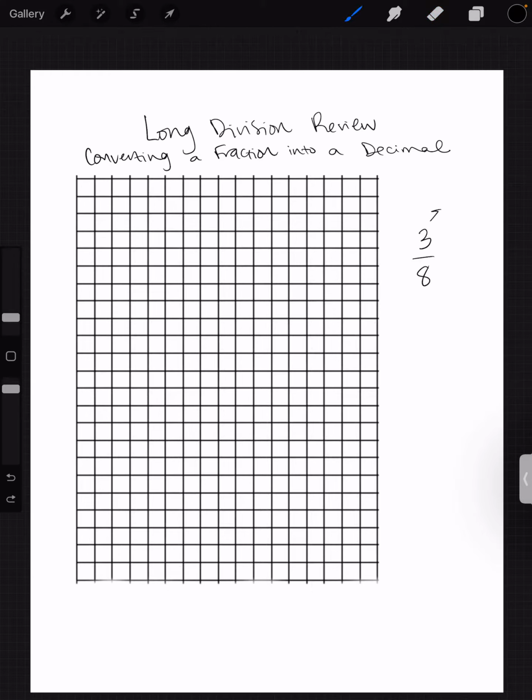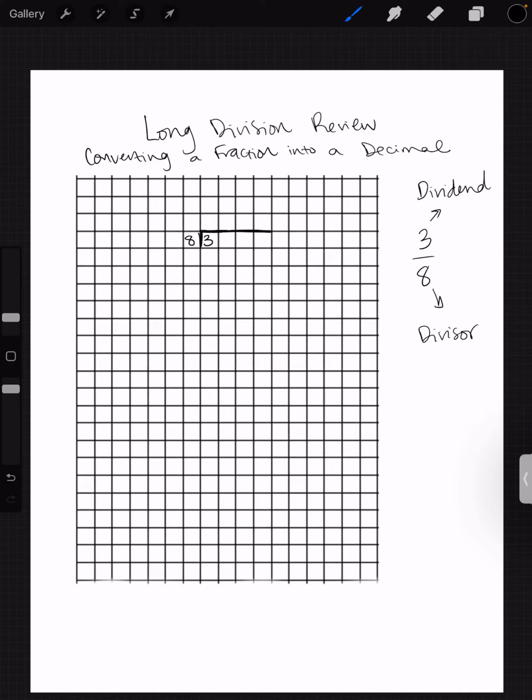is my dividend and 8 is my divisor. So when you are setting up for long division, you want your dividend to be beneath your little long division house, and your divisor, in this case 8, is placed outside of it. And the very first step is to ask yourself, how many times can 8 go into 3?